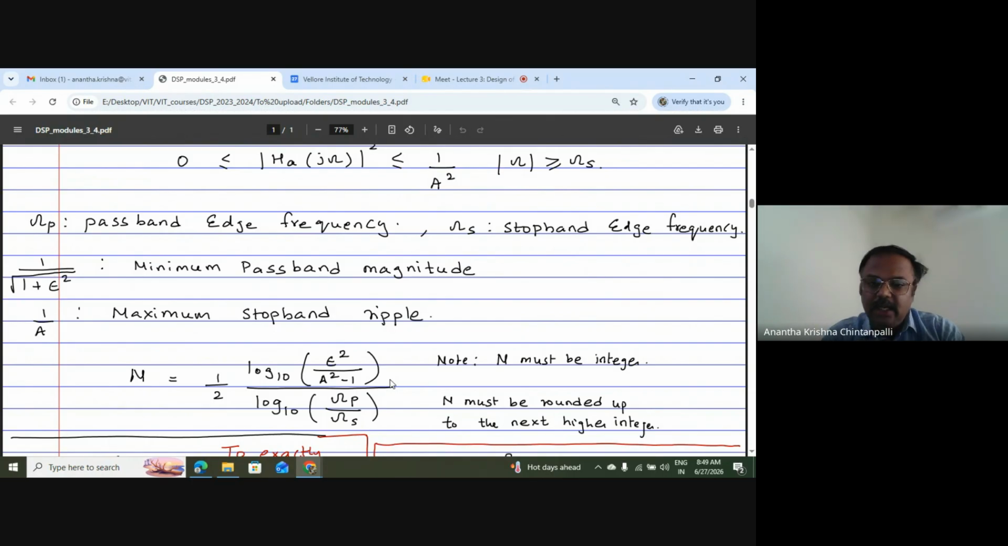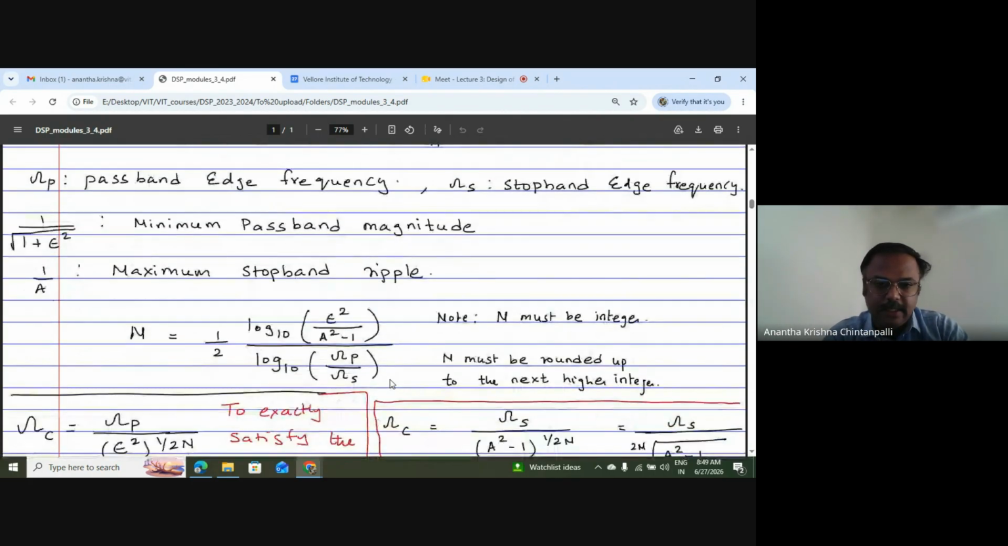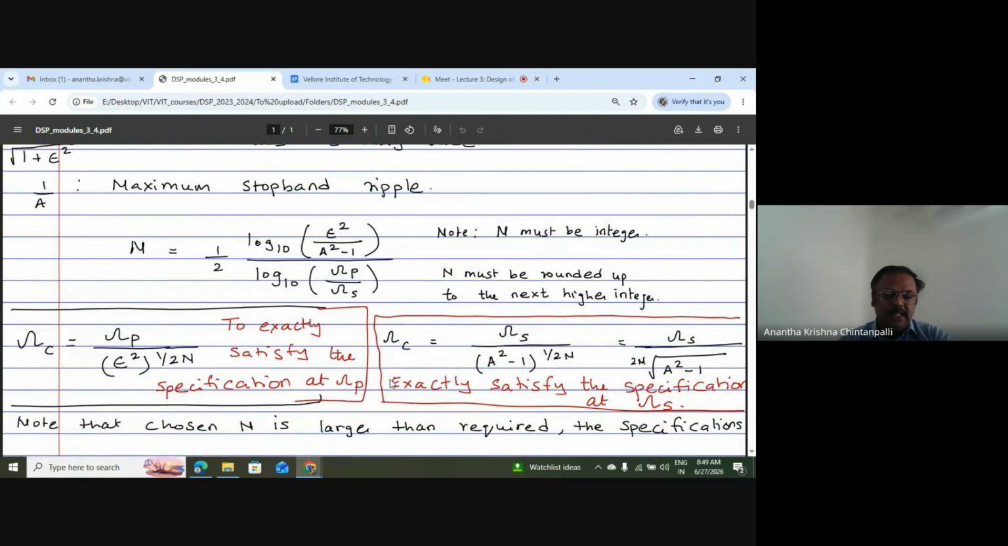N must be rounded to the next higher integer. In other words, if n is 2.95, you round up to the next higher integer, which is 3. If n is computed as 2.000001, you still round up to n equals 3. It should be rounded to the next higher integer. That is from the design perspective. This is how the filter order is calculated.